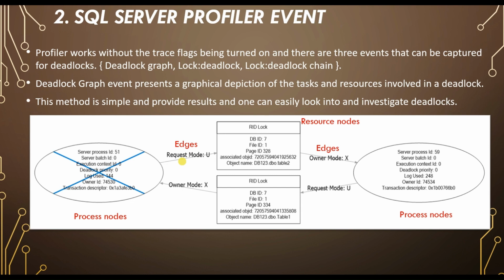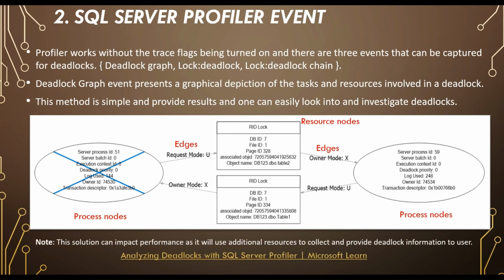There are two types of edges here: request edge that occurs when a process waits for a resource, and the owner edge that occurs when a resource waits for a process. The lock mode is also included in the edge description. Please note that this can impact performance as it will use additional resources to collect and provide deadlock information to the user.